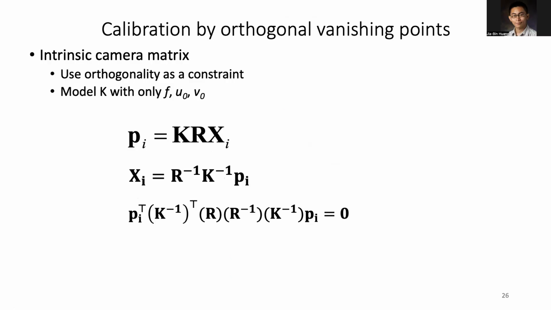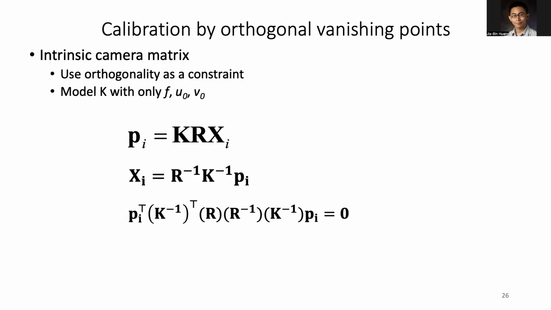I know that these three vanishing points, each pair of them, are orthogonal, like from this direction and from that direction. And if I have two vectors that are orthogonal, what's the mathematical relationship between them? The dot product becomes 0.